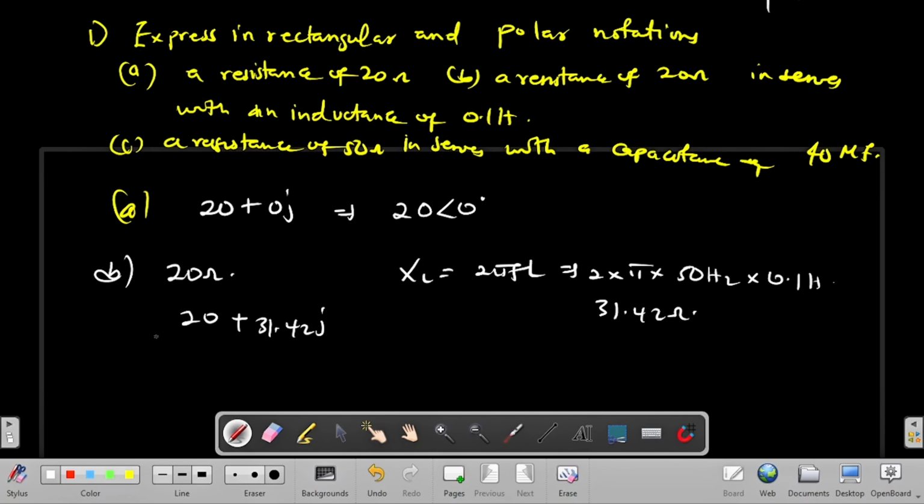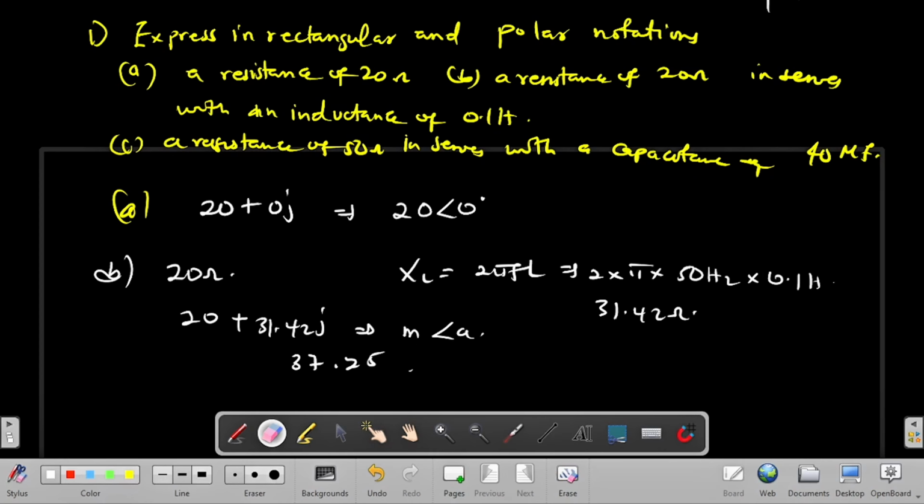Okay, and that's for the rectangular component. We can represent this as a polar component simply by finding our magnitude and our argument. To find the magnitude, you simply take the square root of the sum of the squares of the respective impedances. You're going to have the square root of 20 squared plus 31.42 squared. That gives 37.25 ohms. So this is the magnitude.